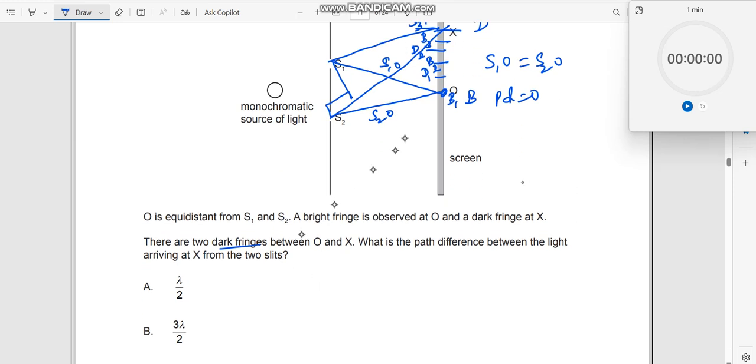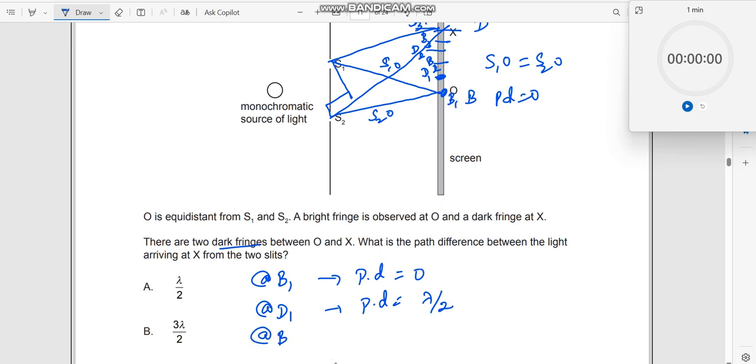If the two rays meet at B1, then the path difference is equal to 0, right? And if they meet at D1, then the path difference should be equal to half lambda, lambda by 2, which you have already studied. And if they meet at B2, one ray goes over here, the other ray goes over here, then the path difference will be lambda by 2 plus lambda by 2, which will be lambda.